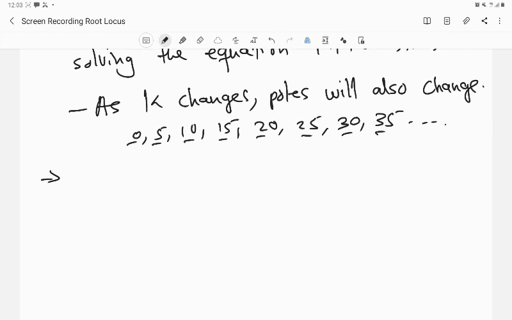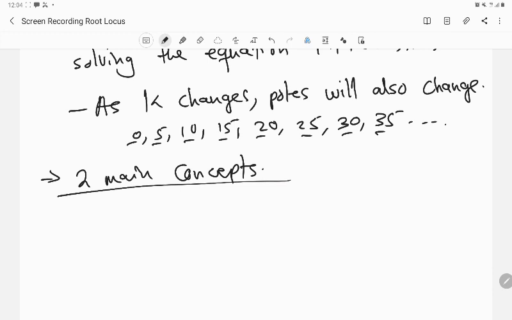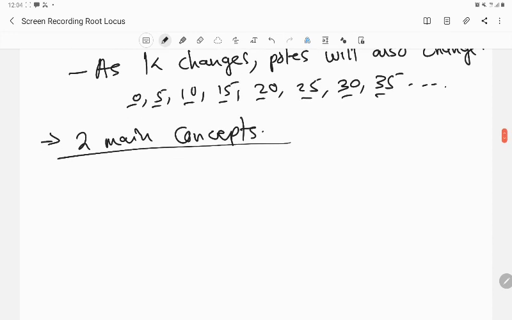Now, before we discuss root locus, there are some key concepts that we should understand. I'm going to talk about two main concepts. The first one is to discuss the control systems problem.